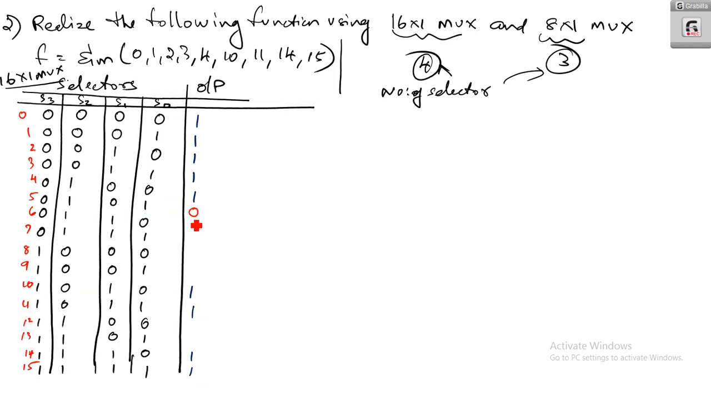Then here we get 0 for 5, 6, 7, 8, 9, 12 and 13. So for all others, you are getting 0, right? For 5 it is 0, 6 it is 0, 7 it is 0, 8 it is 0, 9 it is 0. Yeah, that's it. Now coming to the output, which is Z.